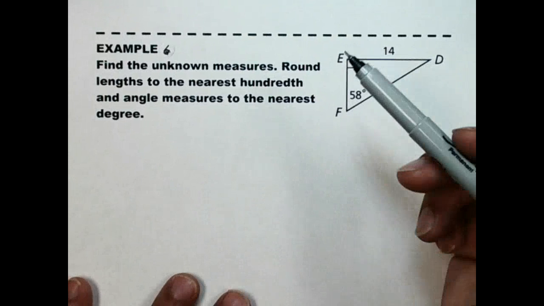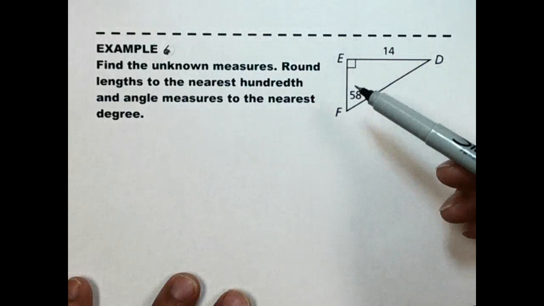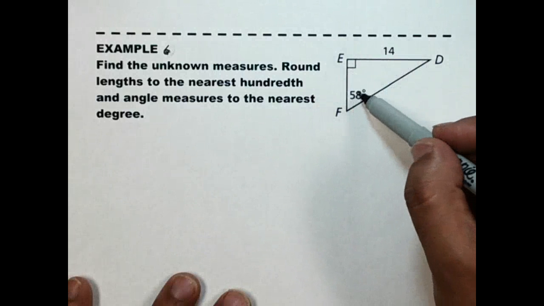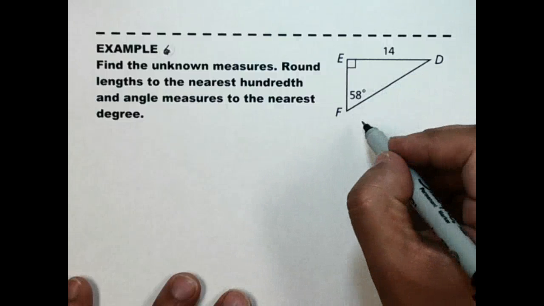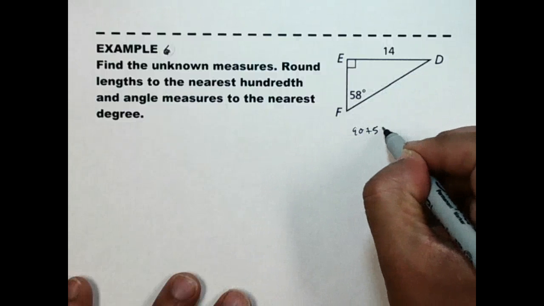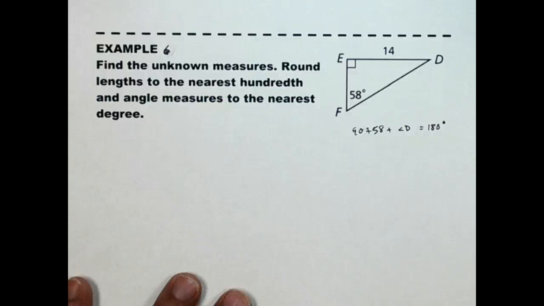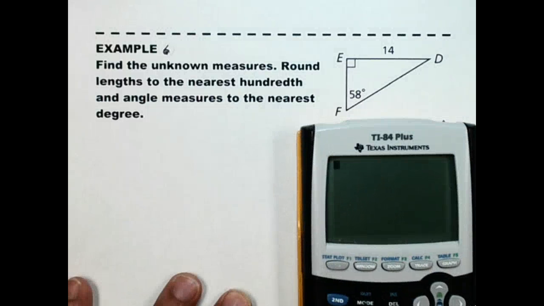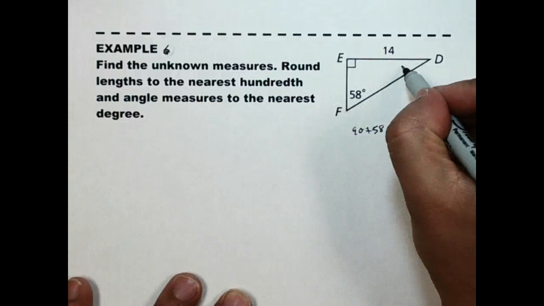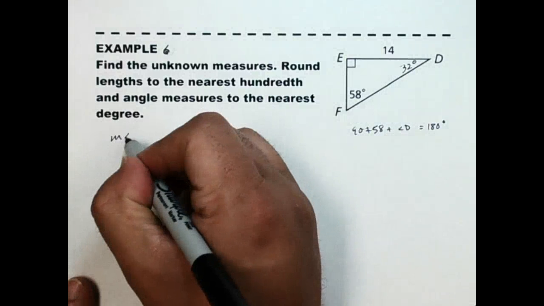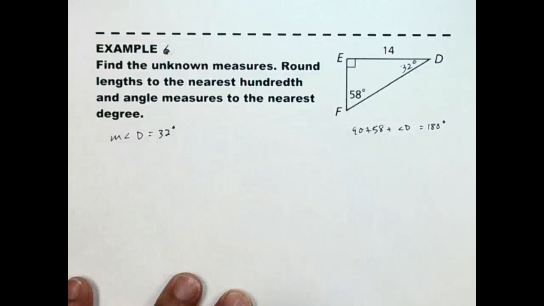All right, now we want to look at the same idea. Since they gave me one of the angles, what I can do now to make things easier is just do 90 plus 58 plus angle D is equal to 180 degrees. All right, so if I had 90 plus 58, and then I take 180 minus 148, that gives me that the angle D is 32 degrees. All right.